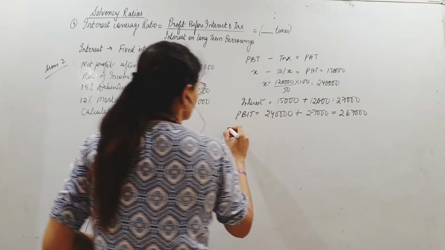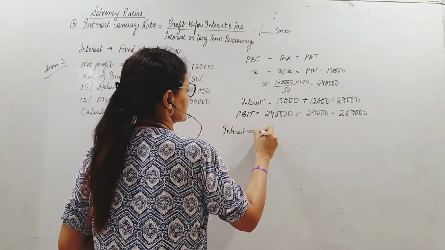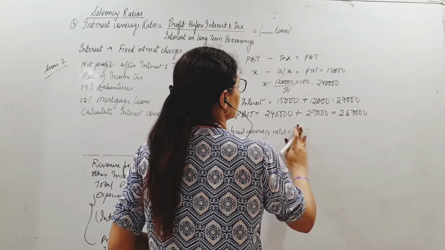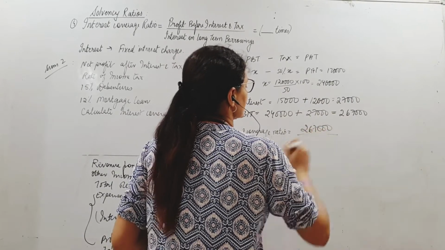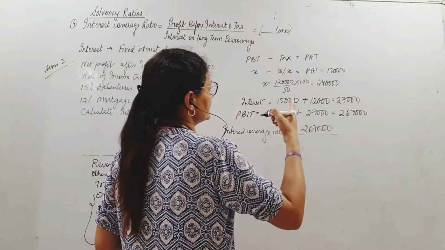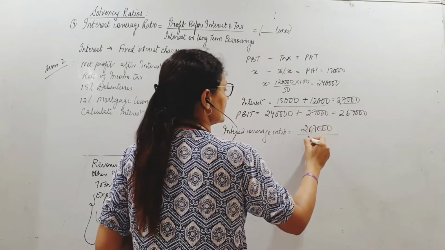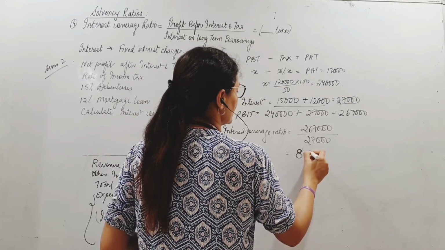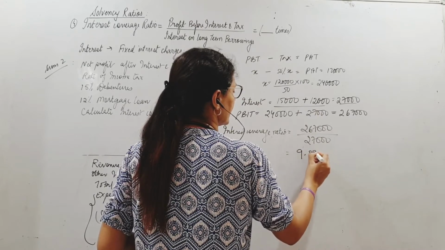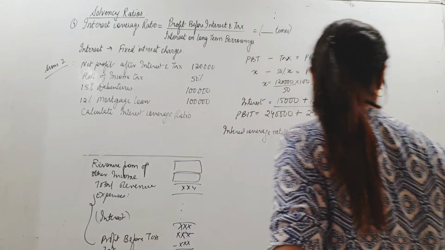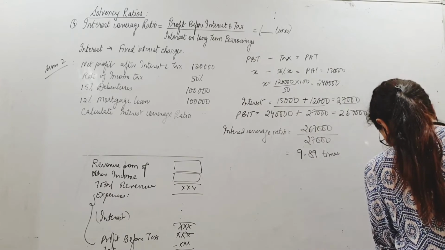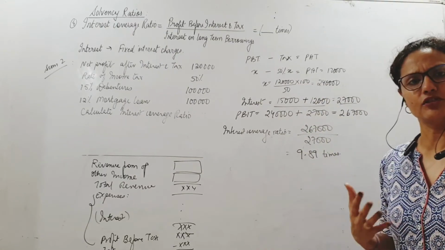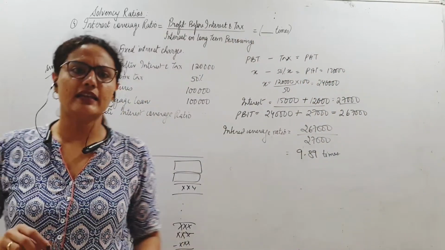Alright? Now, coming to interest coverage ratio. 2,67,000 is my profit before interest and tax, and my interest element is this much, 27,000. Now, if you calculate that, it comes to some 9.89 times. So you will check that out for your own self. So that is the answer. Interest coverage is 9.89 times. Again, which is a good number. Fine? This is all you need to know about interest coverage ratio.